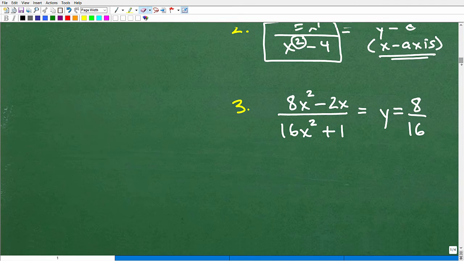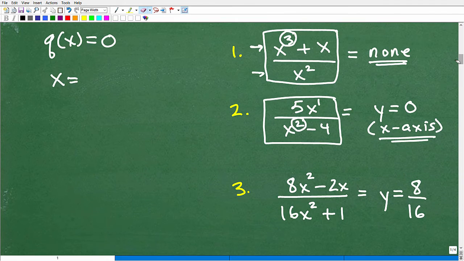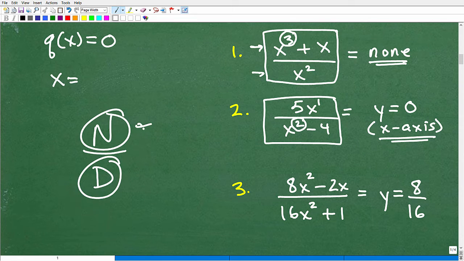All right, let's take a look at this last scenario. What happens if both the numerator and denominator have the same degree? So in this case, here we have 8x squared minus 2x, and here's 16x squared. Their highest powers are both 2. So it's like, well, what happens in that situation? Well, the horizontal asymptote is going to be the line y equals, and you're going to use the leading coefficients here. You're going to use the 8 and the 16. Okay, of course, that's 1/2.